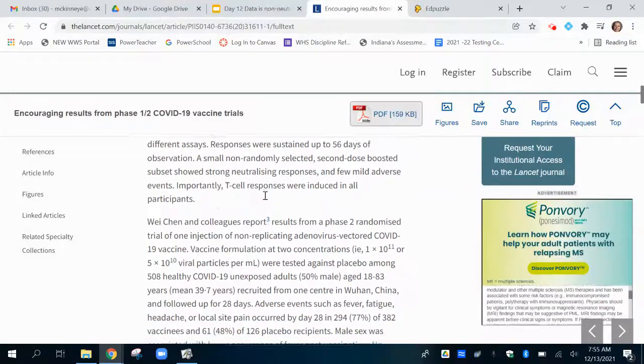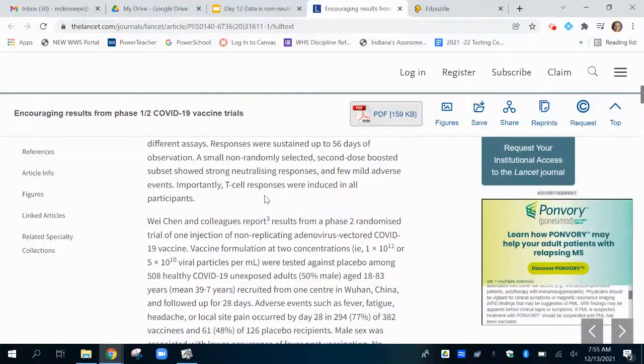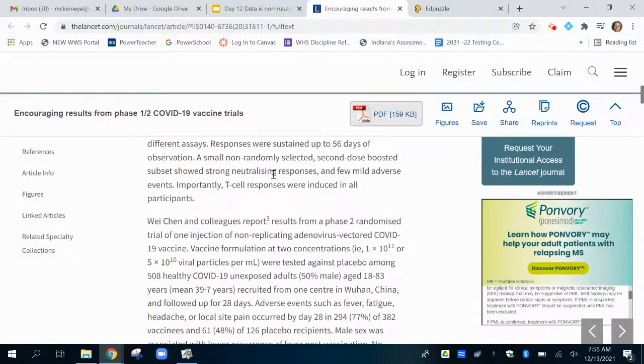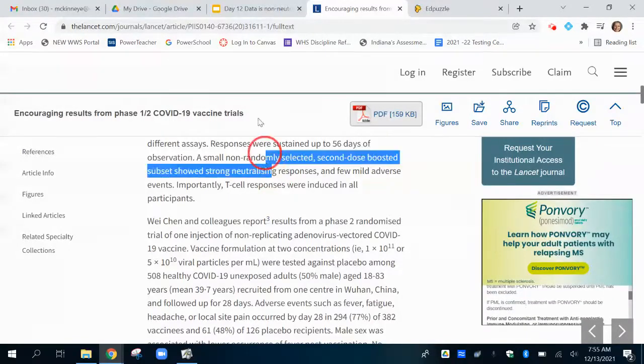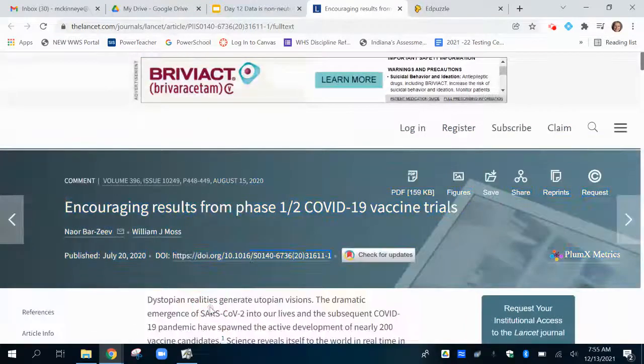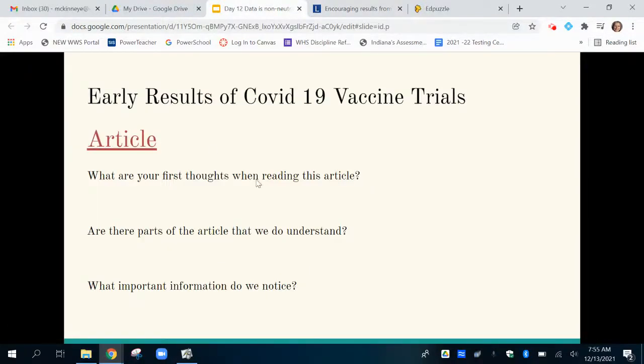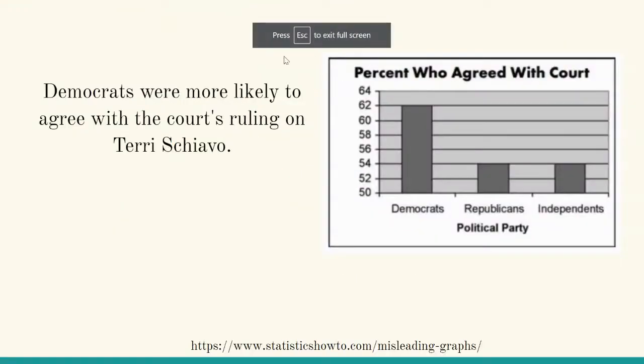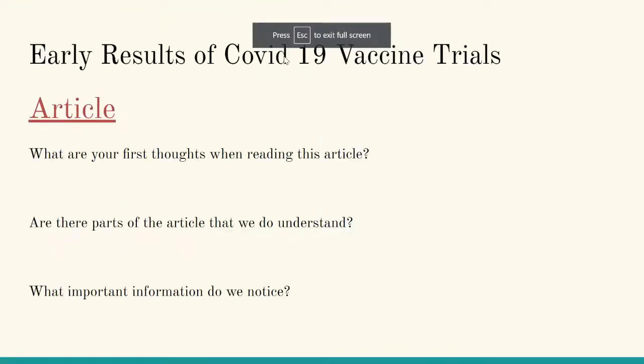So one of the things that I think is important to understand is that while we might look at an actual research study and not be able to understand every single piece, there are definitely pieces that we can understand. Our first thoughts when reading this article might be that this is way too difficult. Okay, but there might be parts that we can understand. There might be parts that jump out at us that say we can do something with this.